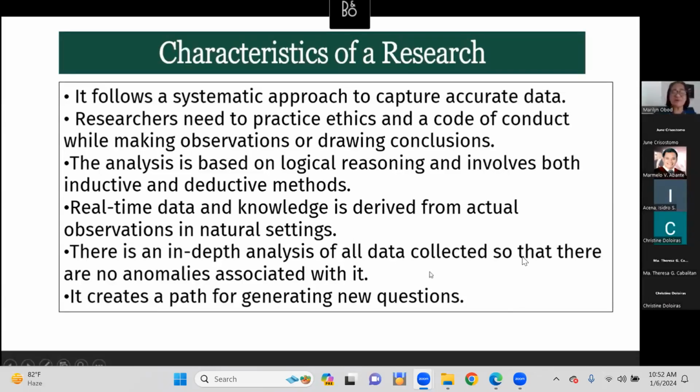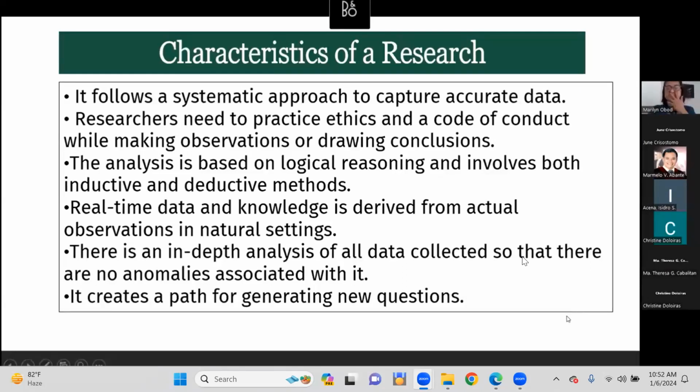It creates a path for generating new questions. Kaya po meron tayong recommendations for future researchers. Dapat maglalagay kayo dun ng kung ano yung pwede nilang pag-aralan na hindi ninyo naisama sa inyong pag-aaral na tingin nyo importante. Hindi yung basta this will just serve as baseline data. Baseline data for what? Okay? So, yun po yung ibig sabihin.